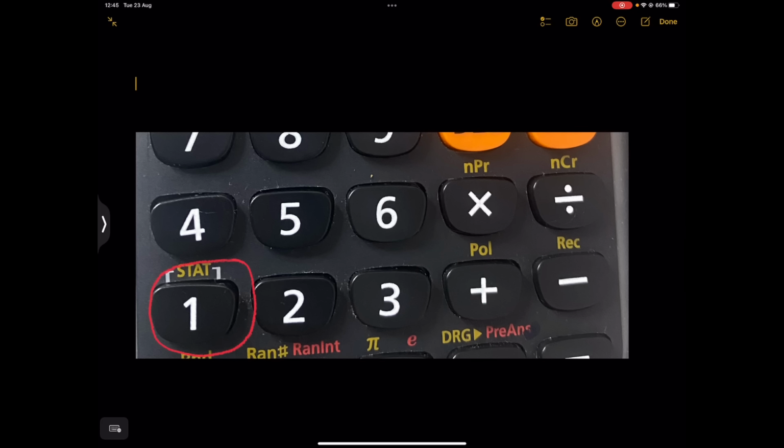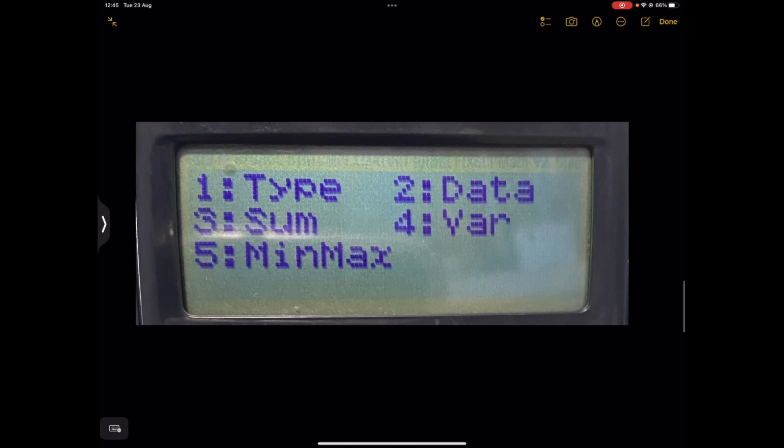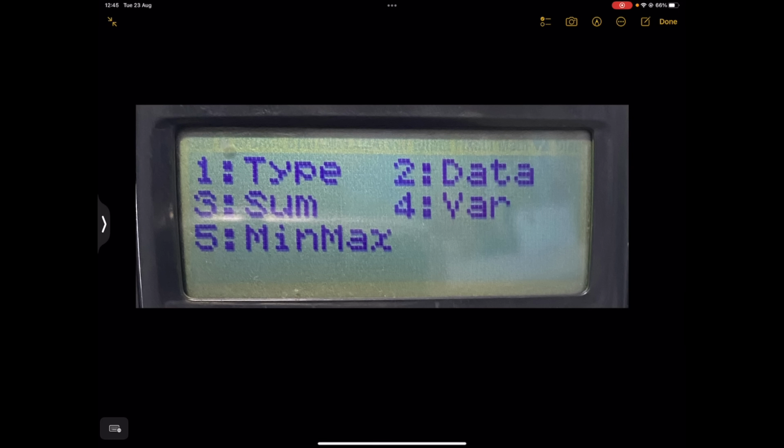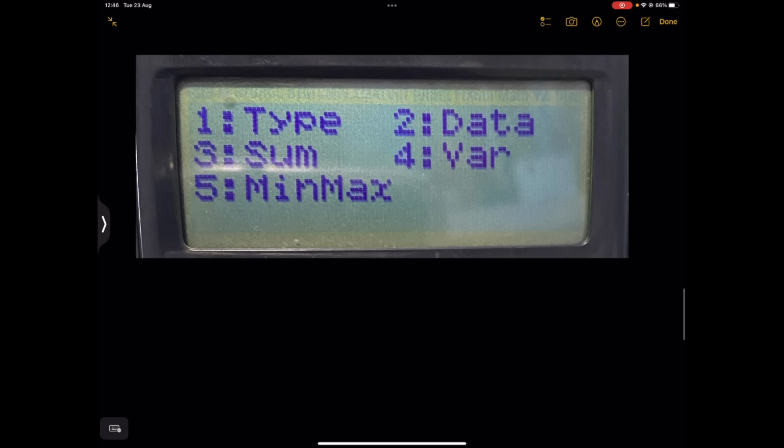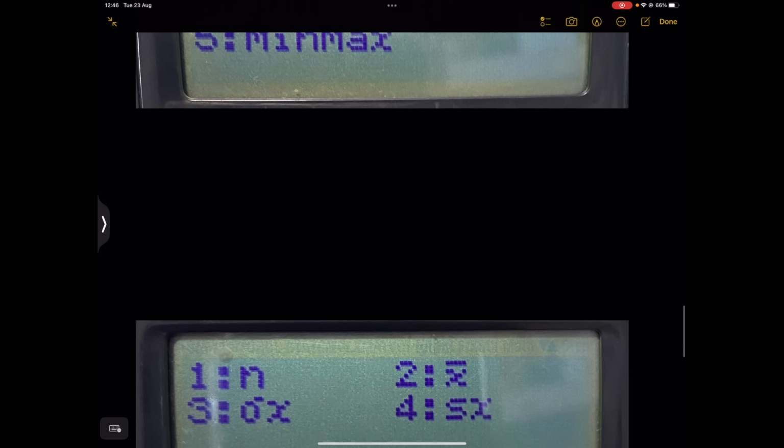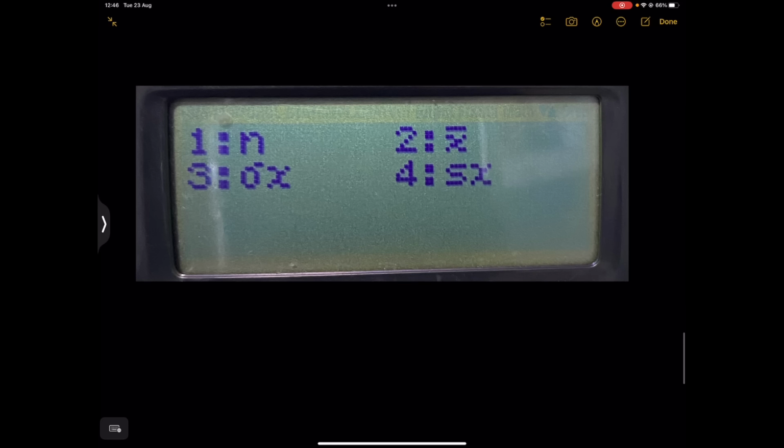And then it will bring you to this screen where you now want to find out the variance, or whatever it is that you want to find. So you're going to press option number 4 for variance. Remember, variance and standard deviation are somewhat related. I didn't mention that before, but I will mention it later. Right, and then in this case, it is option number 3.